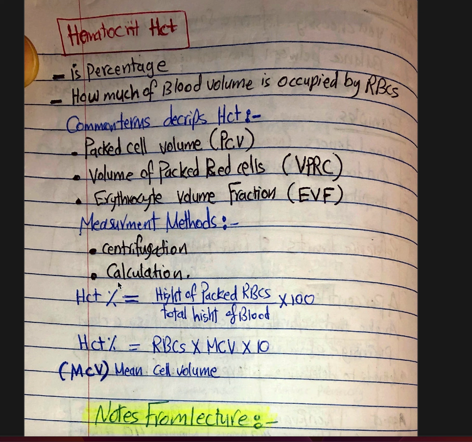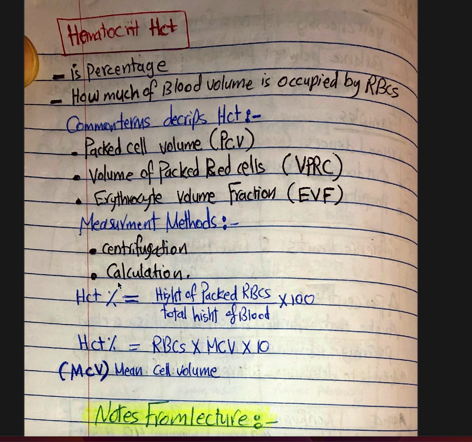The hematocrit has many names. Packed cell volume, or the volume of the packed RBCs, is actually the same. There is also something called the erythrocyte volume fraction. Okay, so erythrocyte volume fraction. I think that's enough about the hematocrit.